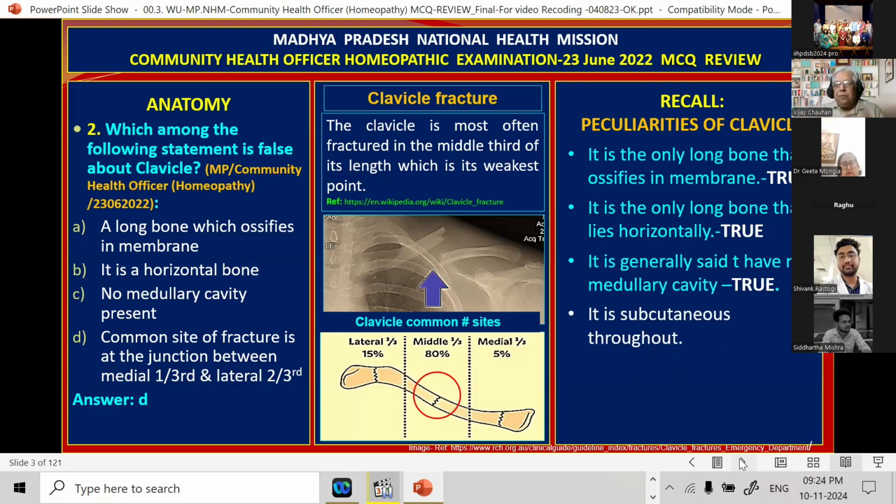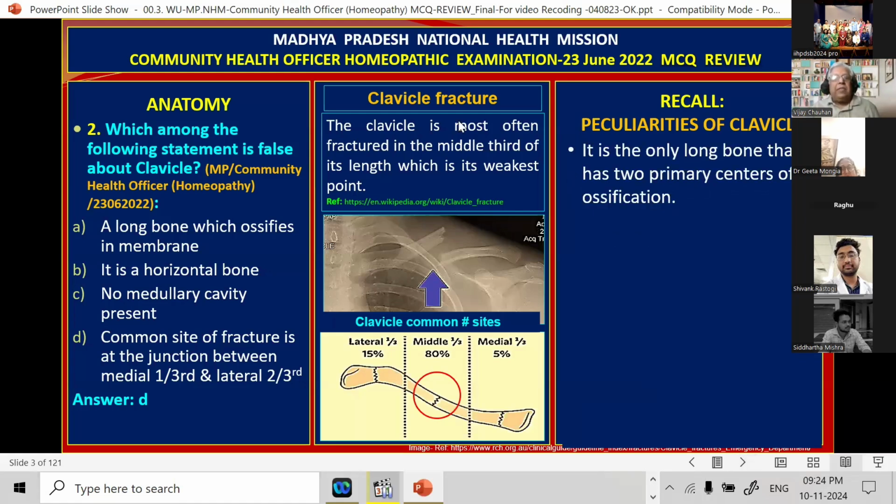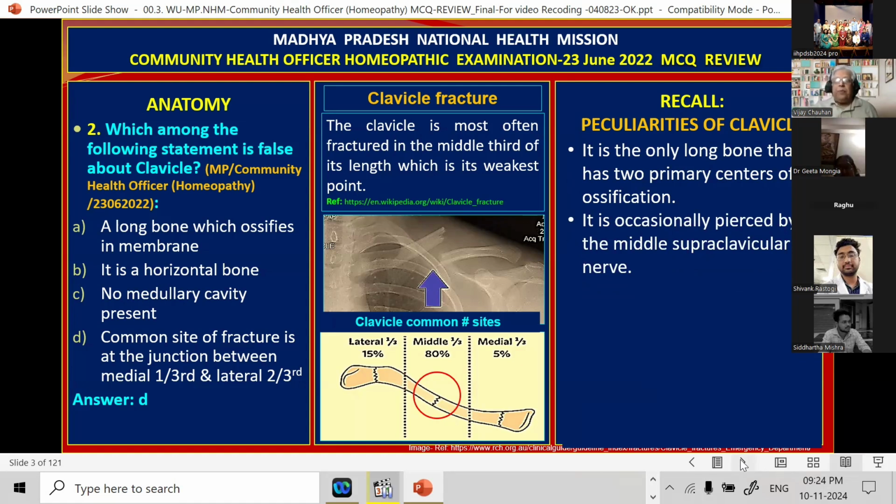But we will also see other features. Uncommon features about the clavicle are also here. It is subcutaneous throughout. Please remember, this bone is subcutaneous throughout. It is the first bone to start ossifying, and it is the only long bone that has two primary ossification centers. Please remember this fact also. It is occasionally pierced by the middle supraclavicular nerve.